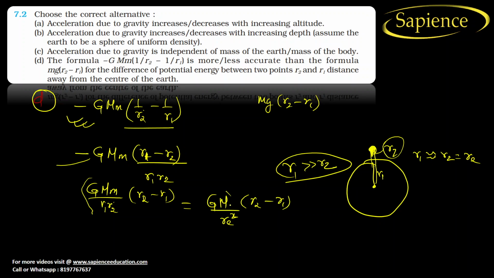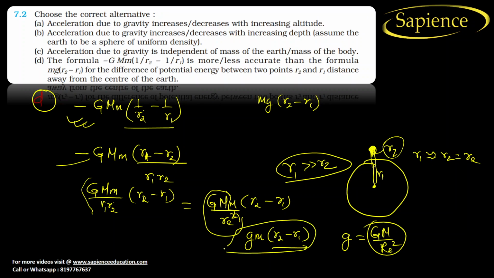So this is your m. Finally we can write this as small g, the acceleration due to gravity, which has the formula GM by radius of the earth whole square. So if we put here, this will be mg into r2 minus r1, which is the derived one. So it is the accurate formula, but this formula has been derived. From the question, it is asked which formula is more accurate. Definitely this formula is more accurate than the formula mg into r2 minus r1. I hope you have understood now.